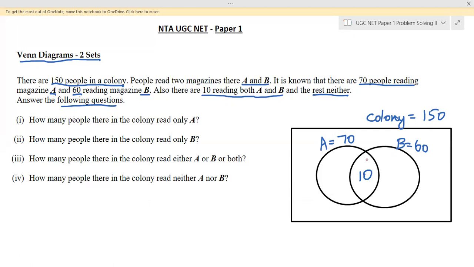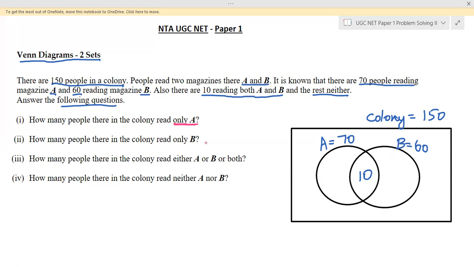Coming back to this question, there is a colony and there are totally 150 people. 70 people are reading magazine A and 60 people are reading magazine B. 10 are reading both. Now let me raise my question. How many people here in this colony read only A? If you see the first question, only A. How many people here read only A? What do you mean by that?